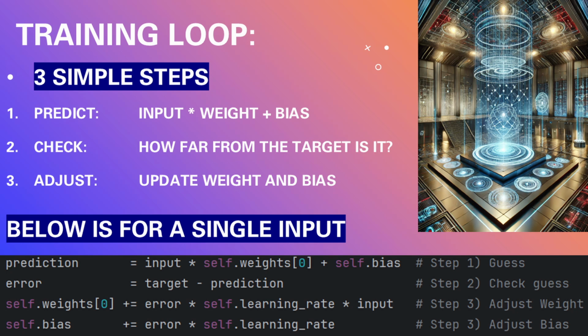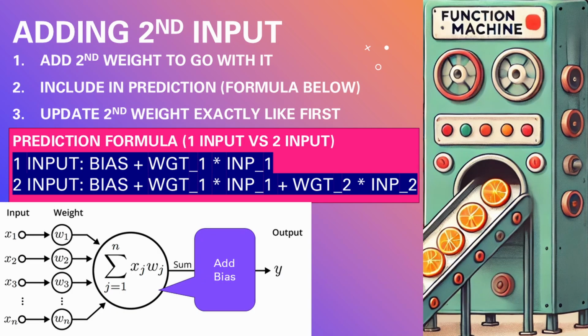Step 2, check the prediction. Compare what we predicted against the actual value, also known as the target. And how far off that is called the error. Step 3, adjust. Tweak the weight and bias based on the size of that error. But now we have a second input, which means our neuron isn't just working harder, it's working smarter.